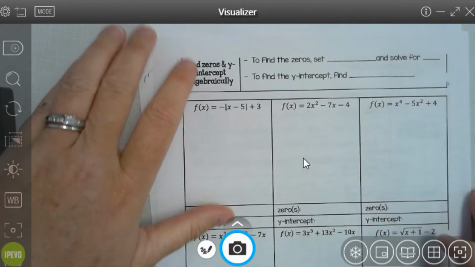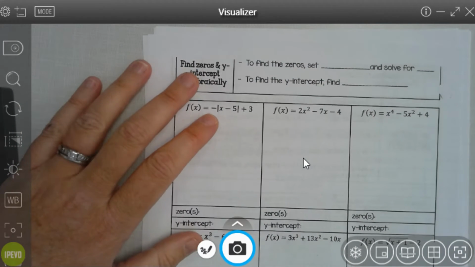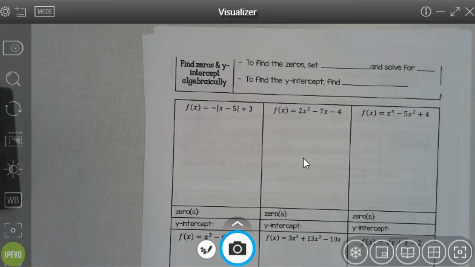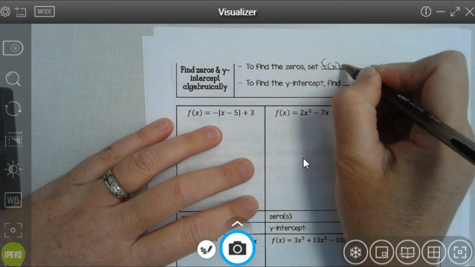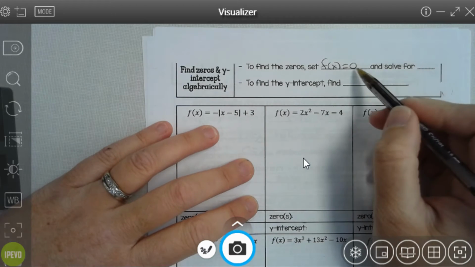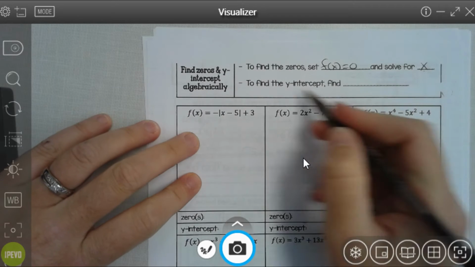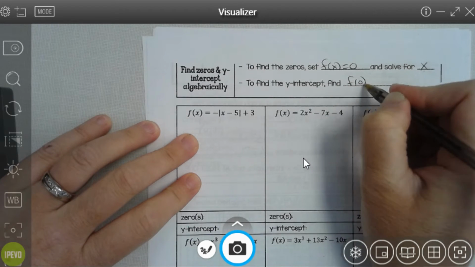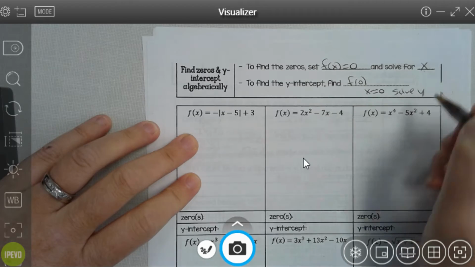All right, so now we're going to be finding x and y intercepts algebraically. If we're going to find the x-intercept, that's also called the zeros of your function. So we're going to set the equation. It says set f(x) equal to 0. That means make your y value 0, and we should be solving that function for x. y is f(0). That means you plug in 0, and then we're solving for y for these.